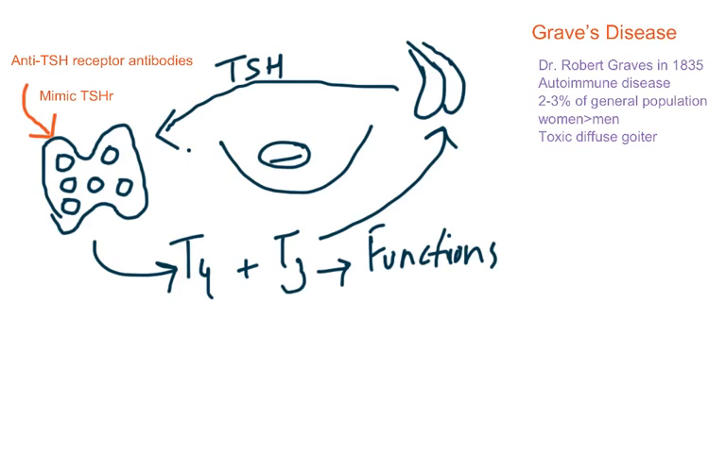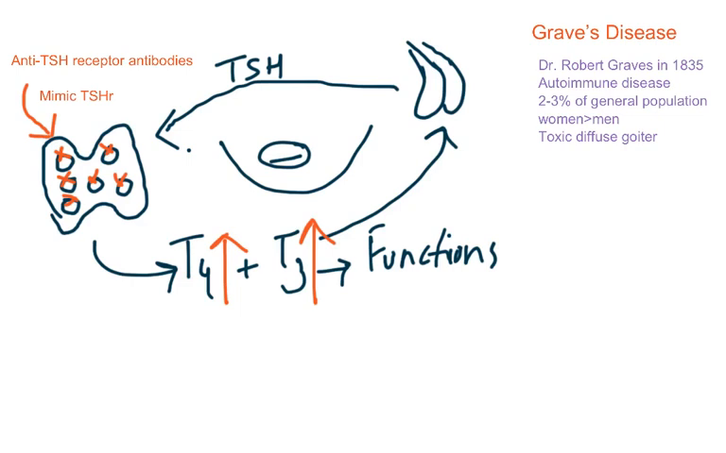So now what really happens in Graves' disease? This is the thyroid gland, and these are the follicles in the thyroid gland. Now on these follicles, there are TSH receptors. Now in Graves' disease, autoantibodies are formed, which are called anti-TSH receptor antibodies. These antibodies mimic the TSH receptors. So in this way, they'll continuously stimulate these follicles to produce continuous and excessive amount of T4 and T3.